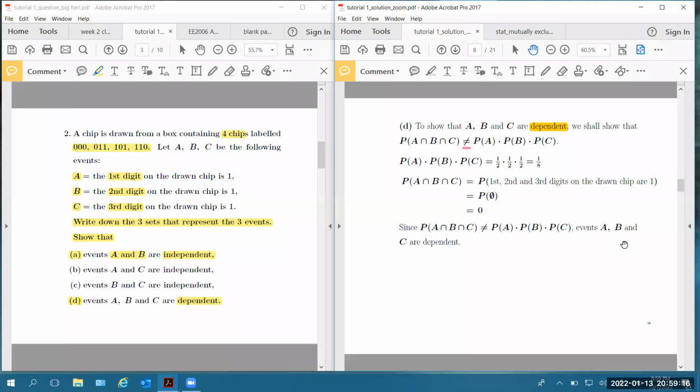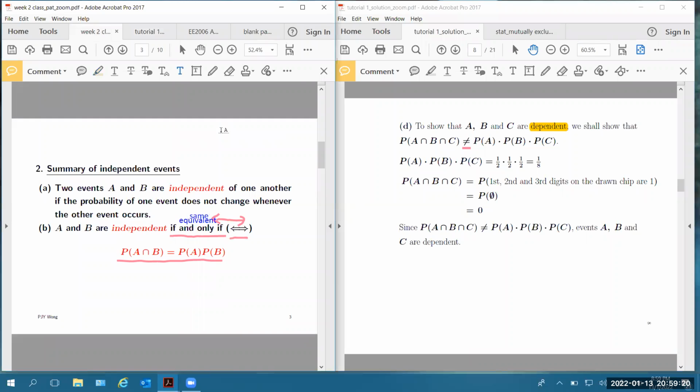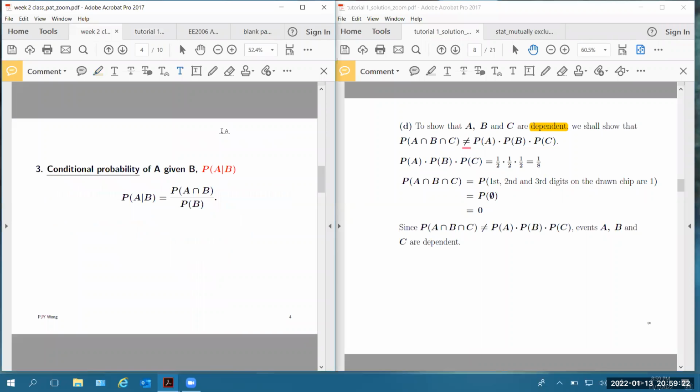Okay, before we go to the next question, let's do some more summary. This is also my style. Usually I do some summary, then go to a question, then some more summary. So now let's do some more summary. This time we are going to talk about conditional probability of A given B. A and B are events, right?